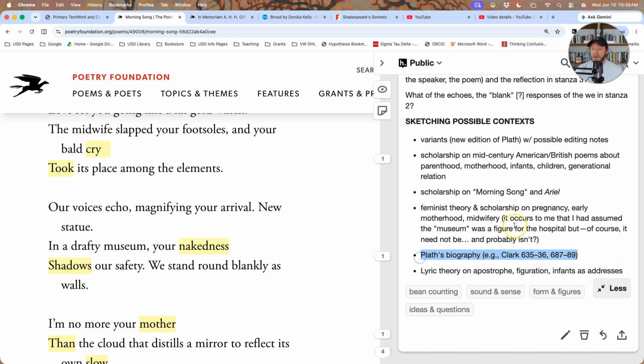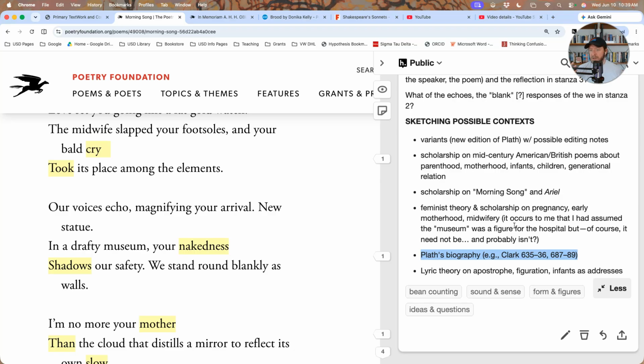Of course, looking at Heather Clark's masterful biography, which I just pulled off the shelf behind me, it's enormous. Using its amazing index to track some of these concerns as she explores them in her account of Plath's life.